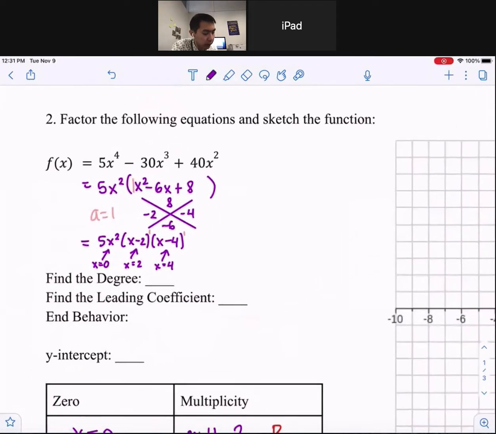Now degree, let's just use standard form, right? Highest degree is 4, leading coefficient is 5. Leading coefficient is positive, and the degree is even. Positive, even is up and up. And the y-intercept, if you plug in 0 for x, that's 0, 0.